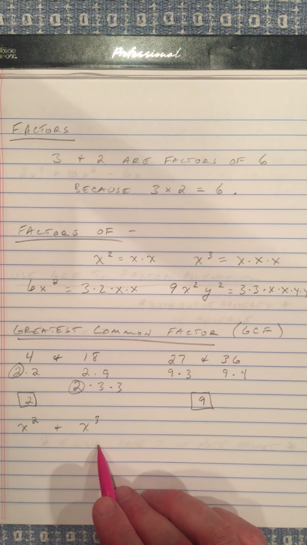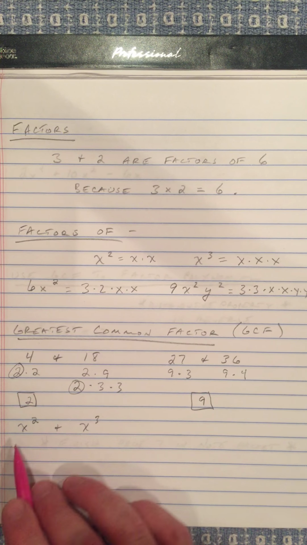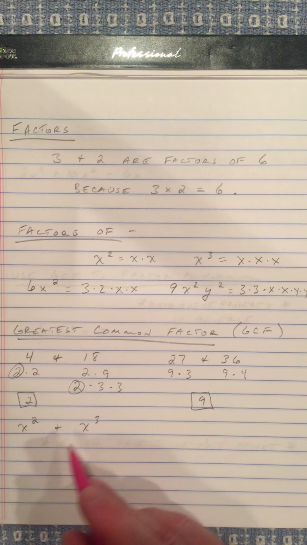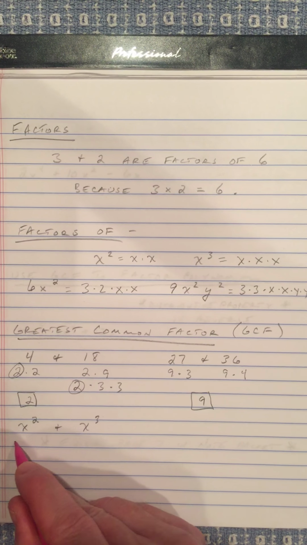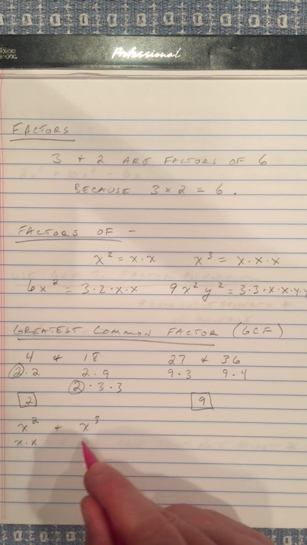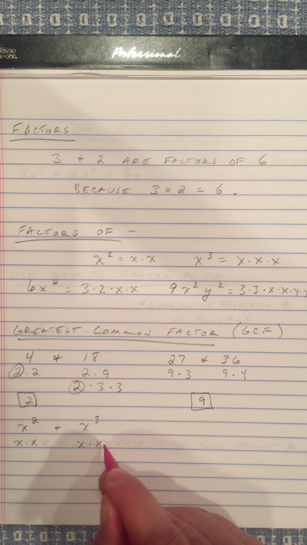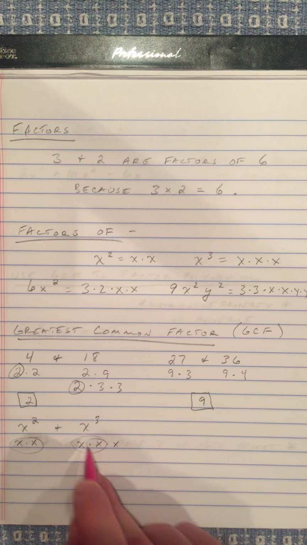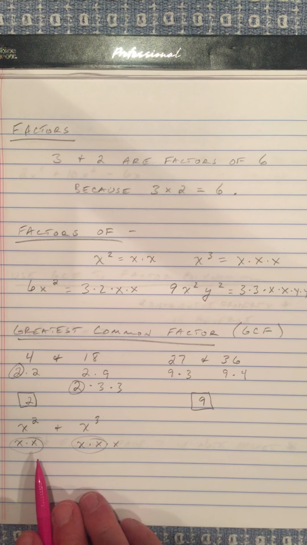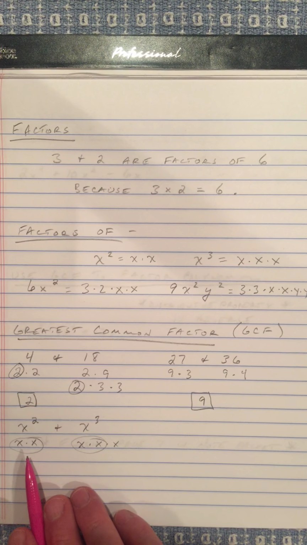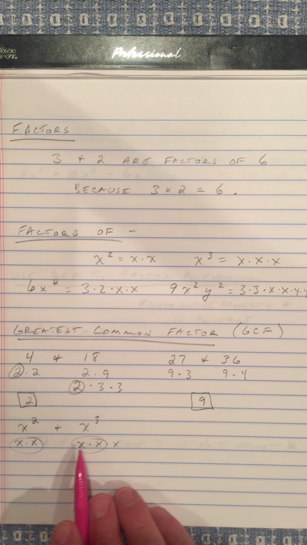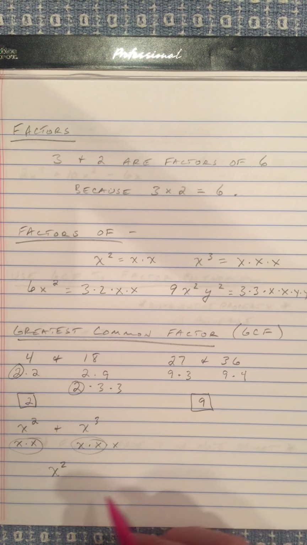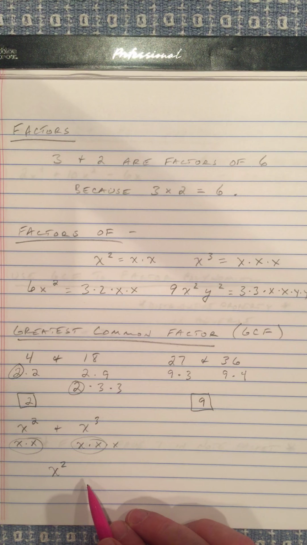All right, what about x squared and x cubed? Now when we get to these types of comparisons, people get a little thrown off. They're not quite sure. They're like, well, they both have an x. Well, x squared is x times x. X cubed is x times x times x. So both of these, x squared and x cubed, have factors of 2 x's. And so x squared would be the greatest common factor between these two monomials.